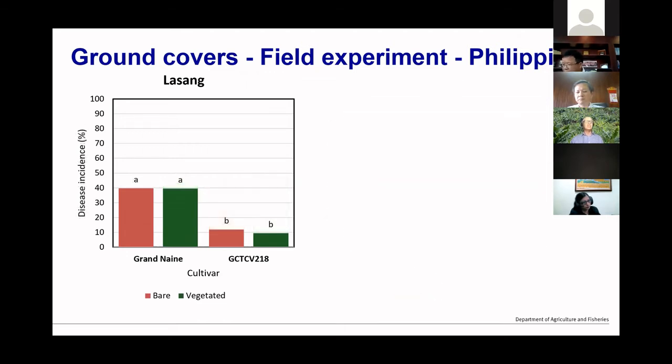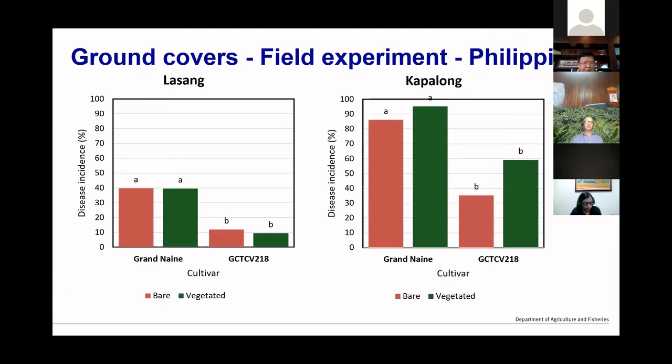Therefore, it wasn't surprising that the incidence of Fusarium wilt was not significant between our ground cover treatments, the green and the red bars, regardless of whether we used susceptible banana cultivars like Grey and Nain or a more resistant cultivar like GCTCV 218. Again, we had a similar result at our second trial site at Kapalong, which had a much higher inoculum level and a higher incidence of Fusarium tropical race 4 infection.